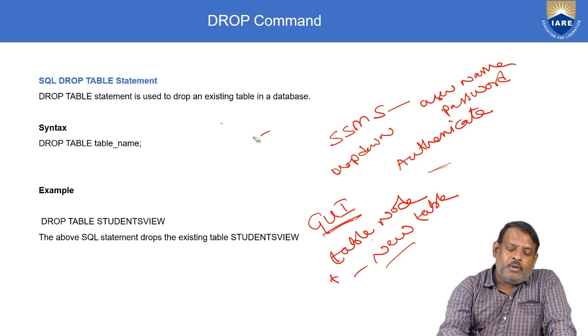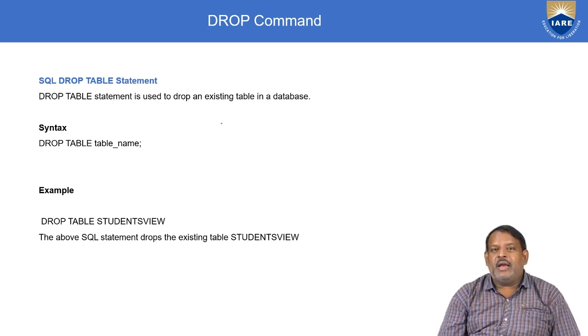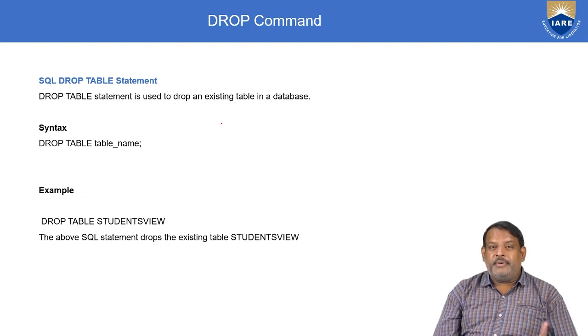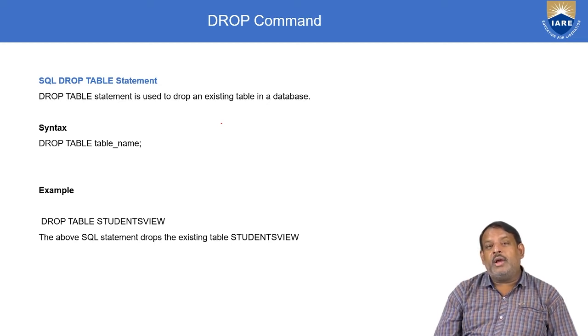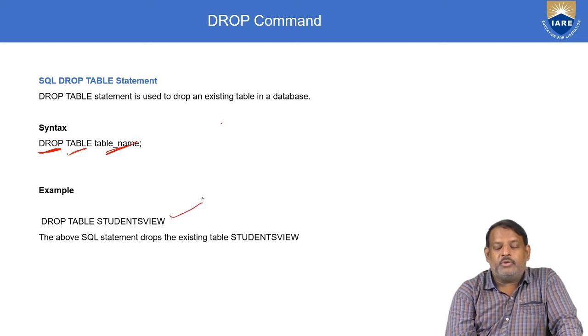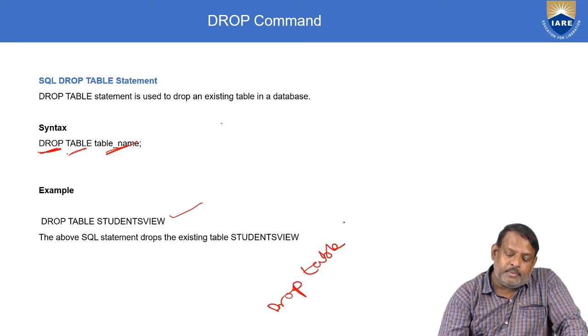Now we'll see how to drop a table. As we have rights to create a table, if you also have the drop permissions, not all users will have the drop permissions. If your administrator has given you the drop permissions, then you can drop a table. In order to drop a table, you have to use the syntax called drop table, then the table name. Suppose you want to drop the student table, you have to say drop table, and the table name here.